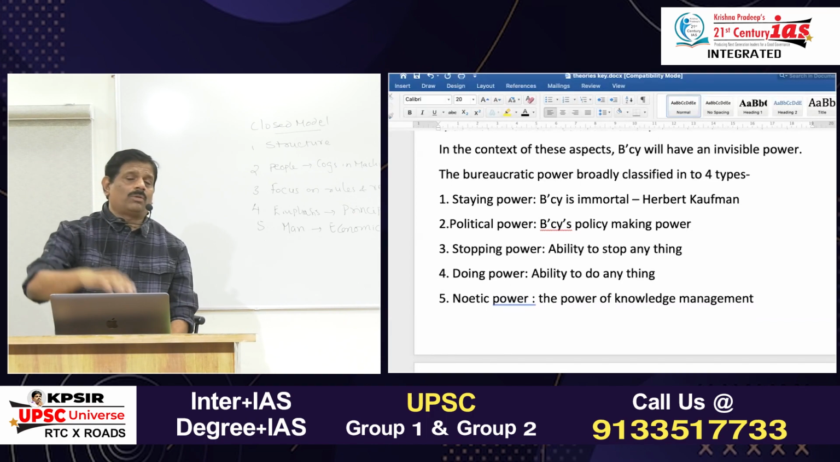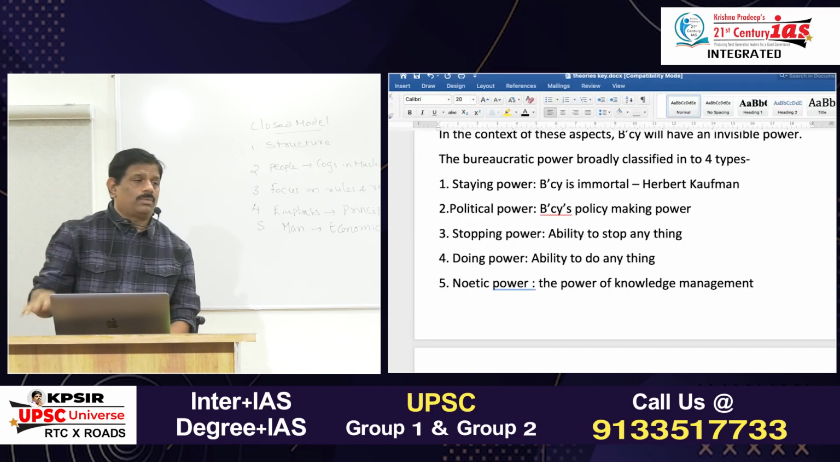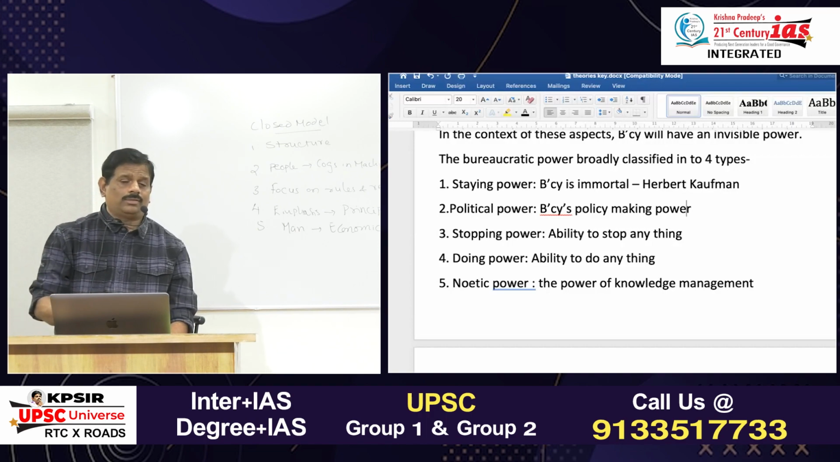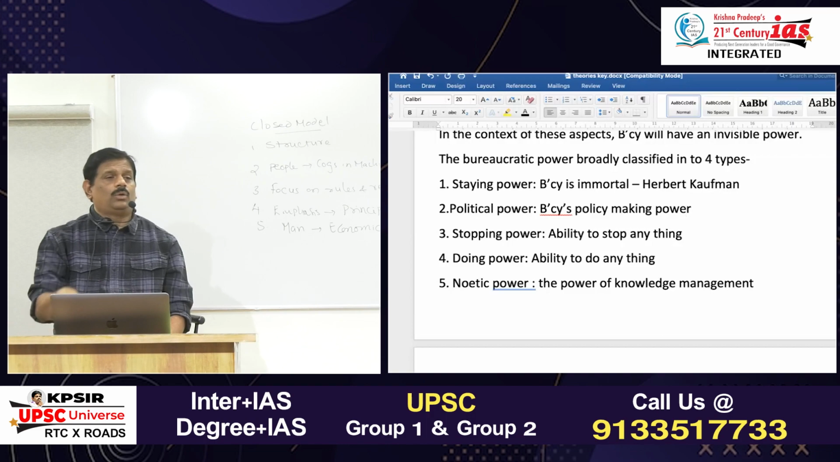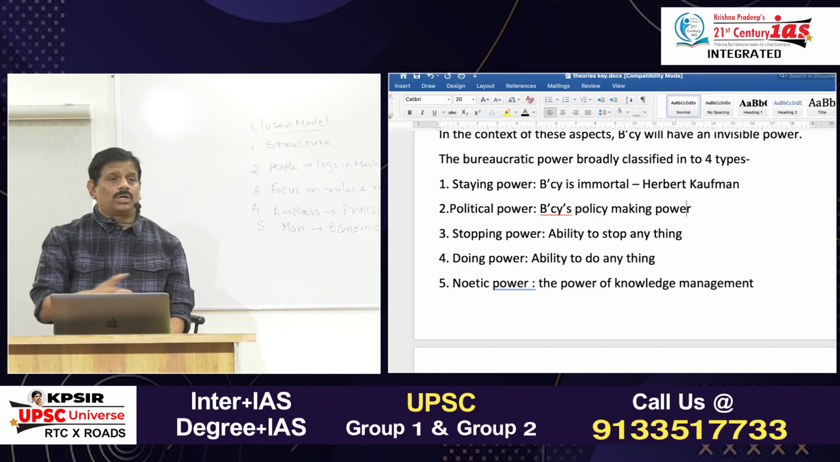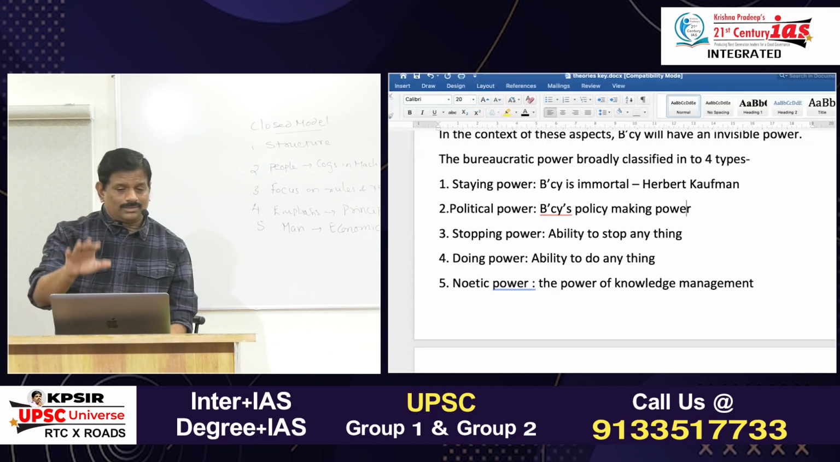Ability to stop anything from happening. If the bureaucrat thinks to do, he will do. Otherwise he can stop. The stopping power is the ability to stop anything. The contradictory is doing power. Doing power means ability to do anything if he wishes to do. If he doesn't have the wish to do, he will have the power to stop. If he has the wish to do, he will do. That is the doing power.